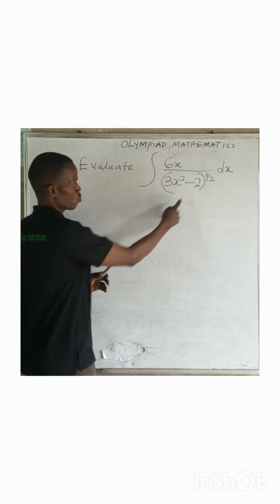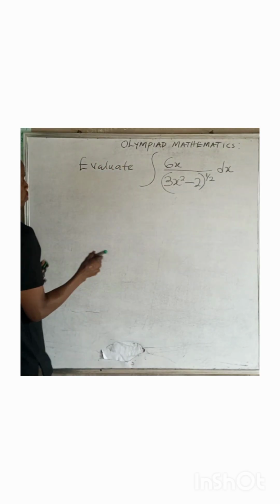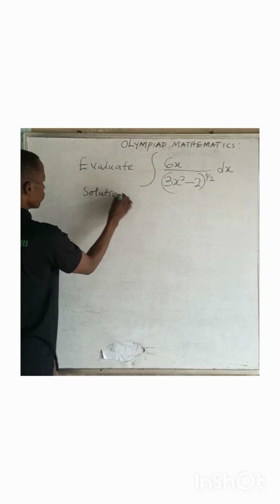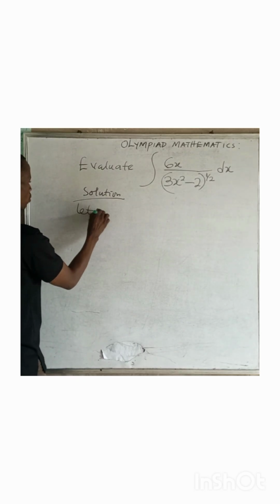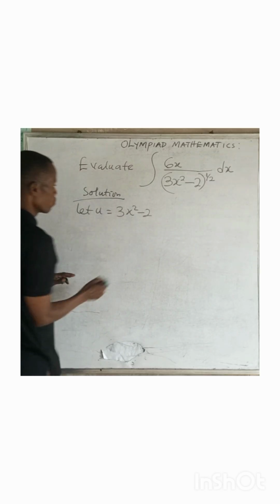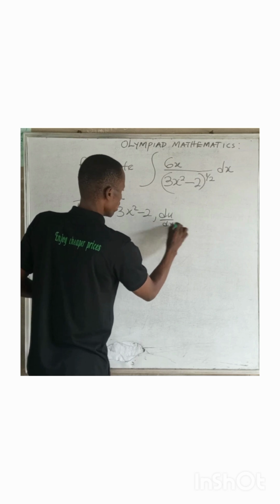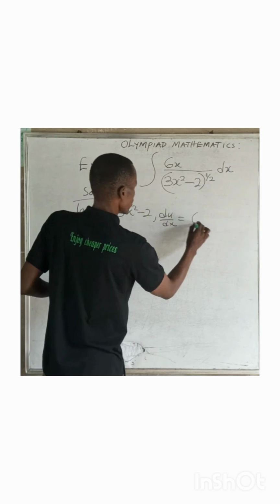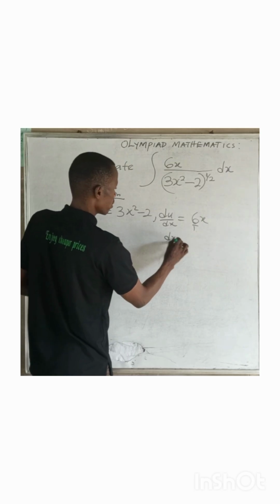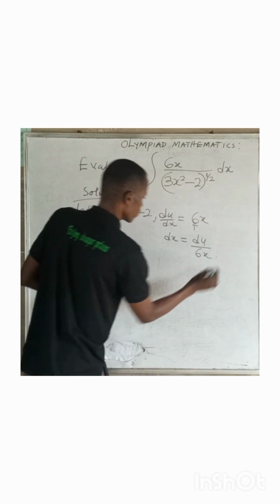Everything over 3x squared minus 2 in bracket raised to power half dx. Now, what we do here is let u be equal to 3x squared minus 2. Therefore, when you find du/dx, it will give us 6x. Therefore, dx is going to give us du over 6x.